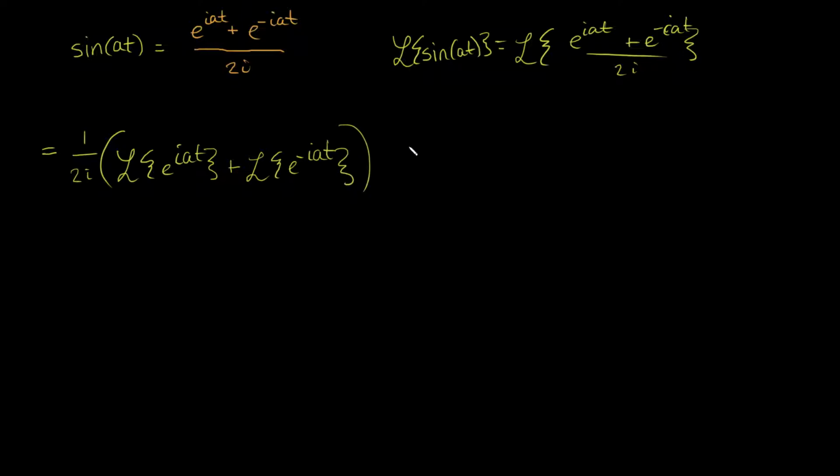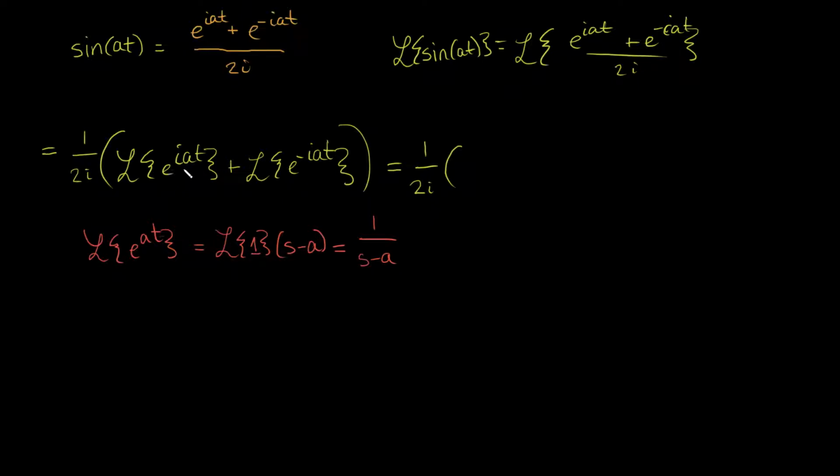We know the Laplace transform of e to the something times t is a shifted Laplace transform. It's the Laplace transform of 1, because we're multiplying by 1 sneakily, evaluated at s minus a, which is 1 divided by s minus a. If this is the Laplace transform of e to the at, we can surely just use it, and it extends to the complex case too. So 1 divided by 2i, and for e to the iat, our a is ia, so we get 1 divided by s minus ia.